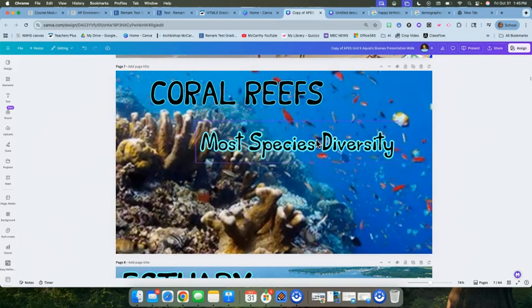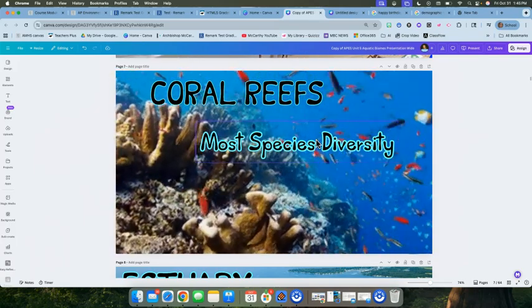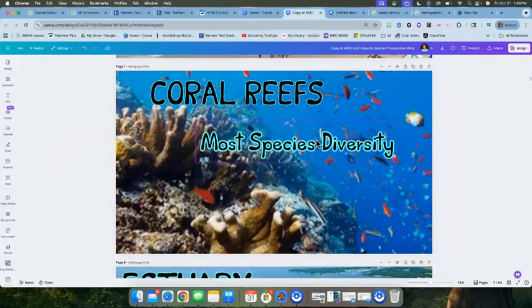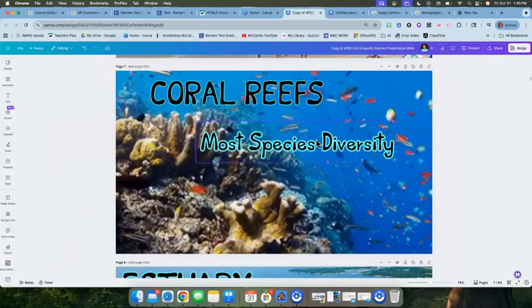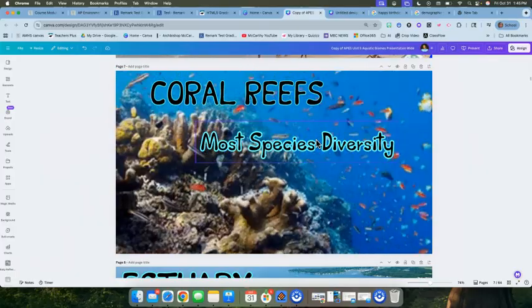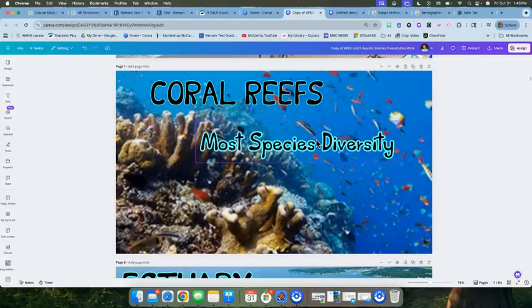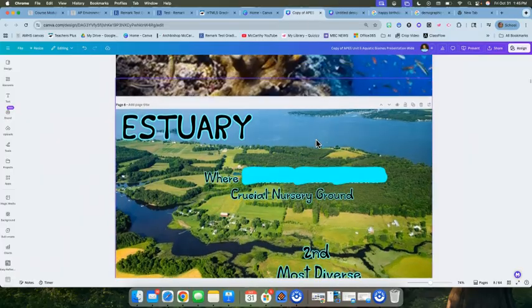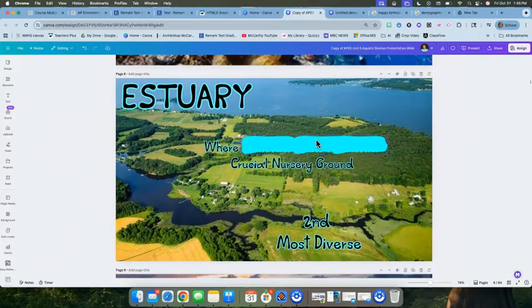If I was going to compare the neritic zone to a terrestrial biome, which one would that be? Yes. Is that your biome? Wow. Good job. The rainforest. They literally renamed the coral reefs the rainforest of the sea. And it's because of the diversity. You find most species here. Second most diverse is an estuary.